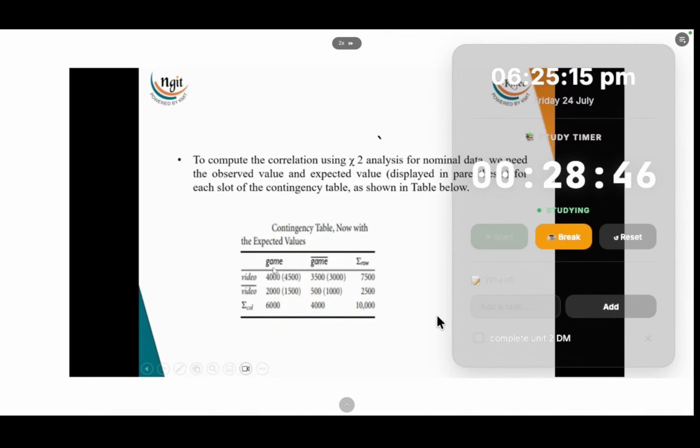When you look at this, the 4,000 observations show that people bought video as well as game, right? 3,500 customers bought only video, not the game, right? So from this table we can understand this. Whatever is given here is called the observed values. Now we need to calculate the expected value.